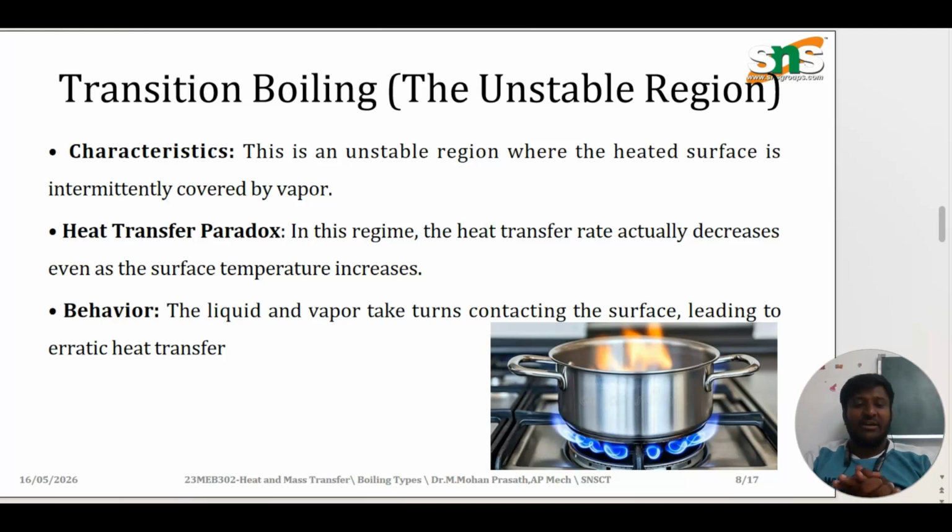Next is transition boiling. When you further increase the heat, the critical heat flux is converted to transition boiling. In transition boiling, a vapor layer is formed. In this regime, the heat transfer actually decreases even as temperature increases. The liquid and vapor alternate in contacting the surface, leading to unstable heat transfer.